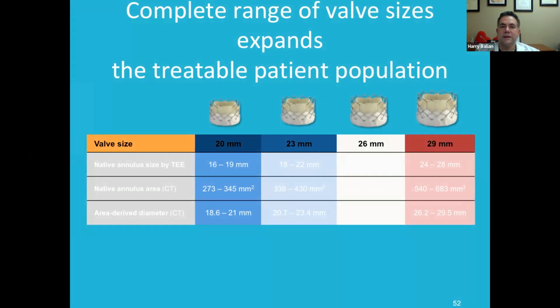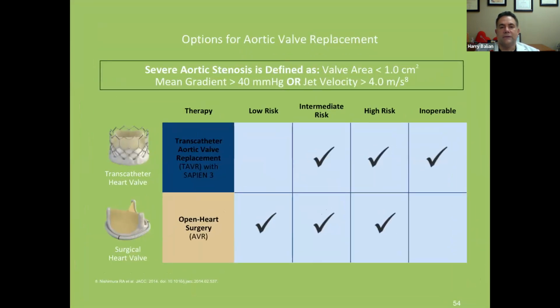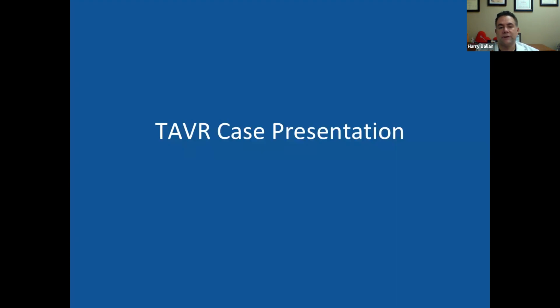Looking at the range of the valve sizes, it goes from the smaller patients, 20 versus 23, 26, and 29. It depends on the diameter of the aortic valve. So again, these are the numbers of patients, even in intermediate and high risk. The transcatheter aortic valve was much better than, or as good as, the open SAVR.